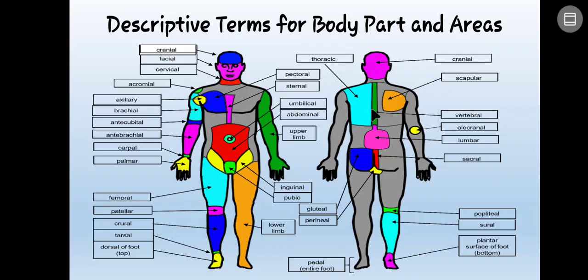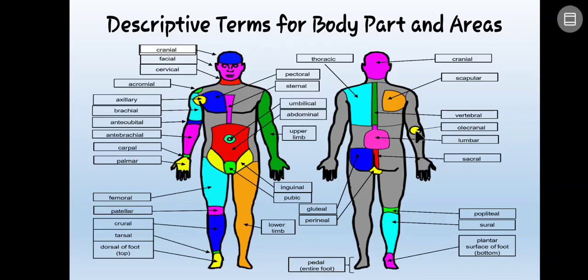Thoracic region. This is the thoracic region. Scapula. Vertebral region. This is the vertebral region. Sacral region. This is the sacral region, the red. And the buttocks is the gluteal region. Gluteal region, the buttocks. Lumbar region. This is the lumbar region.